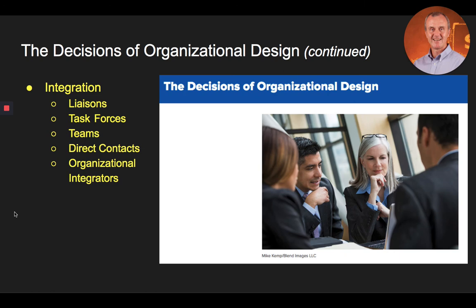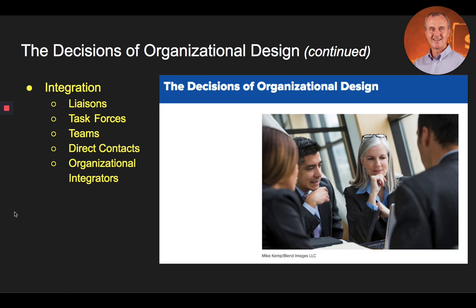Teams. When a task force's problem becomes a long-term strategic situation, the task force must become permanent. A permanent task force is called a team or a committee. Teams provide the opportunity for people from different departments and different levels of the organization to meet, solve problems, and work together toward a common goal.